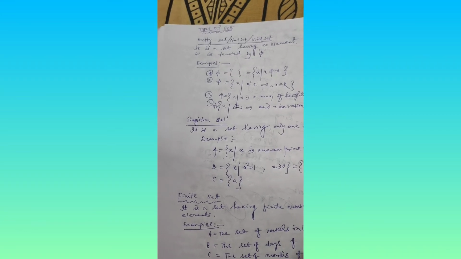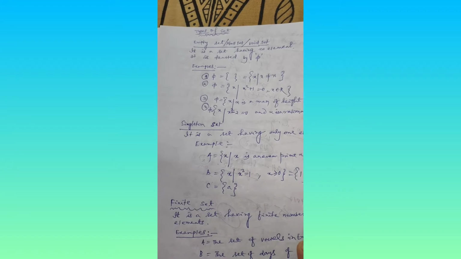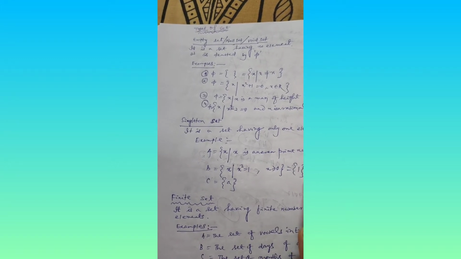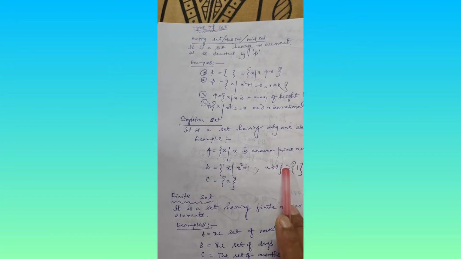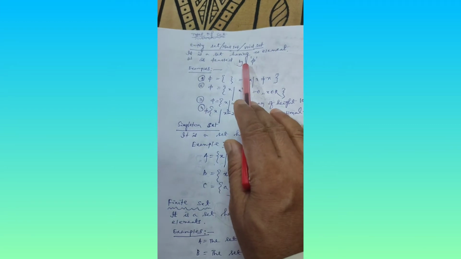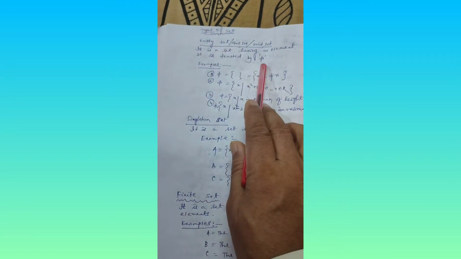Earlier, we learned about the ways of representation of set. Today, we learn about different types of set. One of the different types of set is empty set. Empty set is a set having no element. It is denoted by the symbol phi.